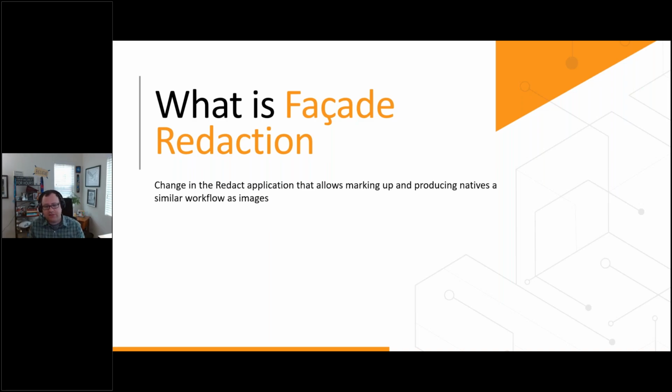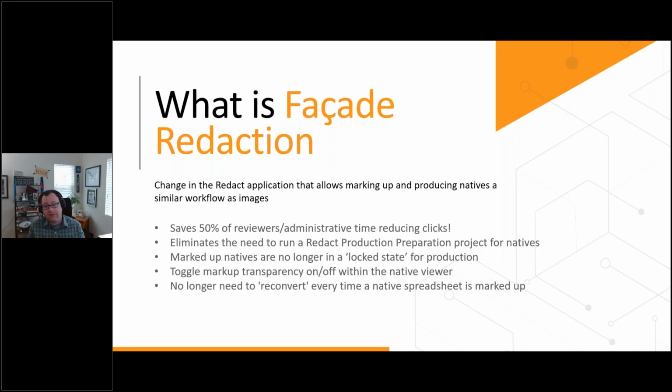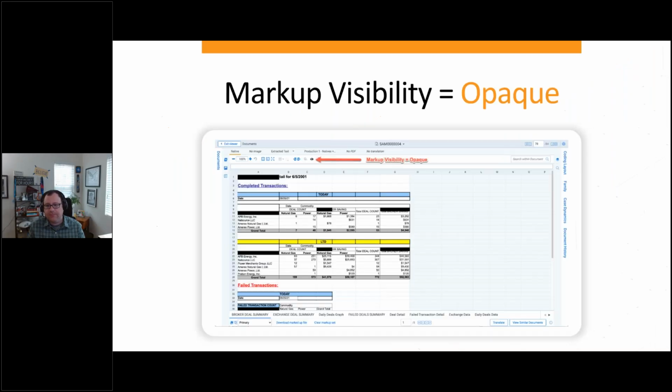So what is a Façade redaction? It's a change in the Redact application that allows marking up and producing natives, similar to how images are produced. It saves about 50% of reviewers and administrative time by reducing clicks. It eliminates the need to run a redaction project for natives. Markup natives are no longer in a lock state for production. It's very similar, and we'll see in just a moment how images work. You'll be able to toggle the markup transparency, and you'll no longer need to reconvert every time a native spreadsheet is marked up.